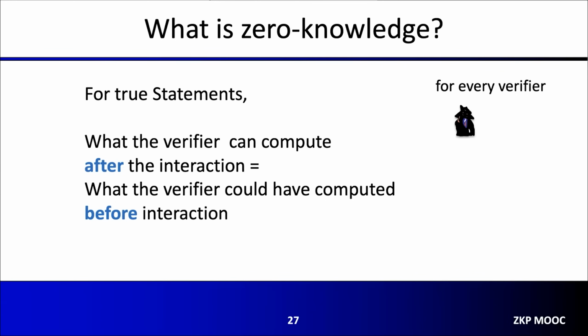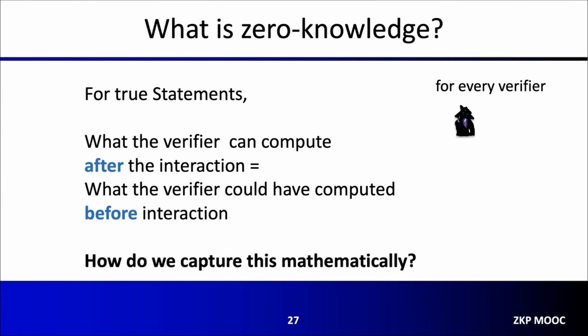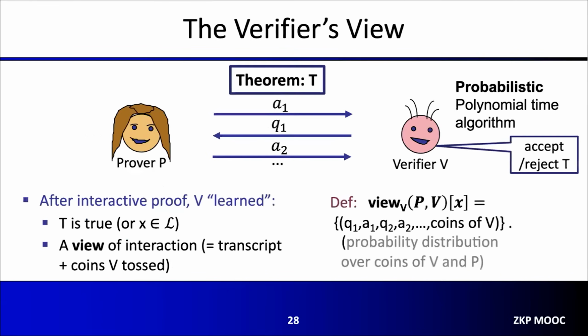This slide is an intuition. How do we mathematically capture this? Let's try. Again, we're going to do this slowly. So first of all, I want to say that this verifier has some sort of view. So he's learned that after the interaction the theorem is true with high probability, but he's also gotten a view. And that's the transcript, the answers and questions, plus the coins he tossed. We will define this formal variable, which is view sub V of P, V on X.